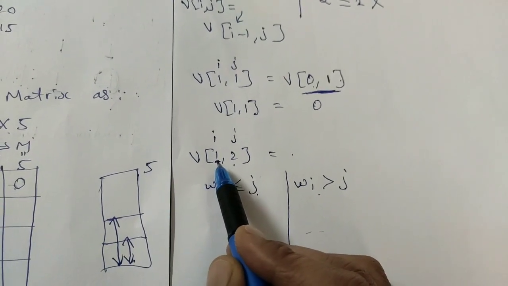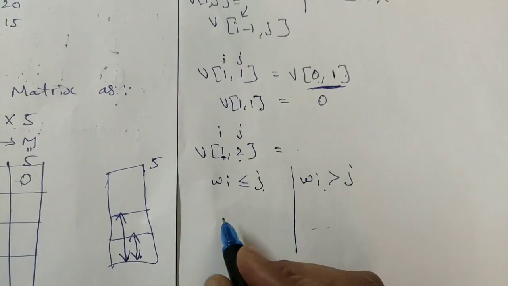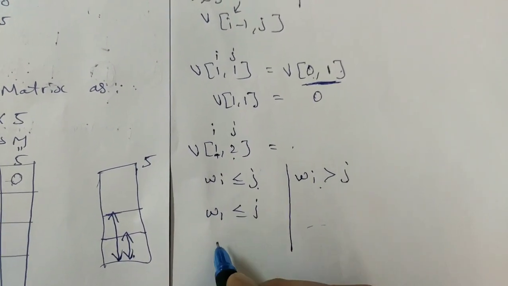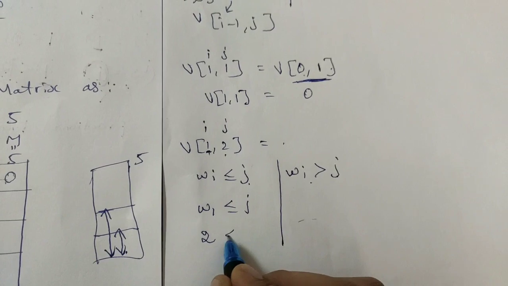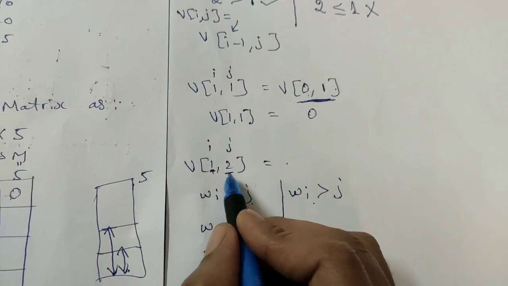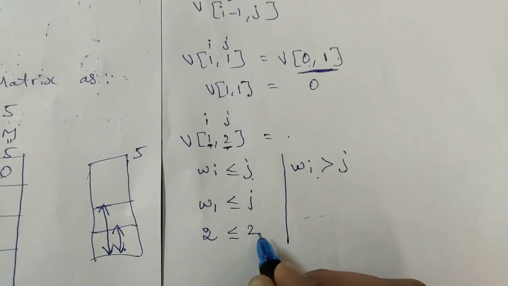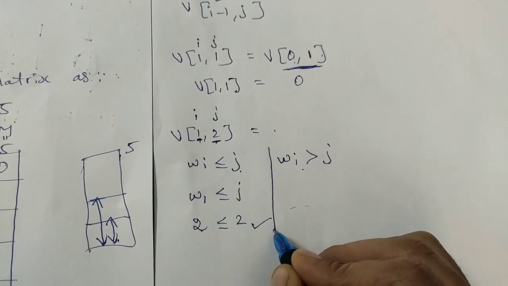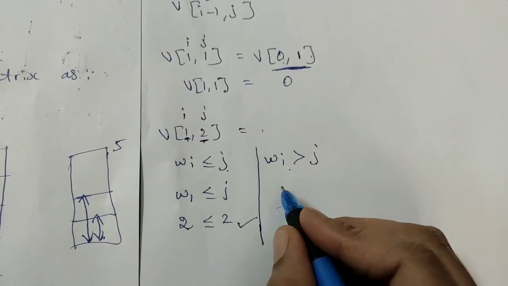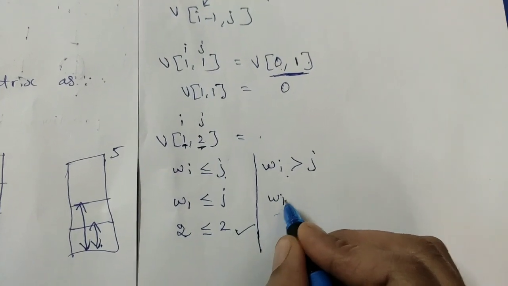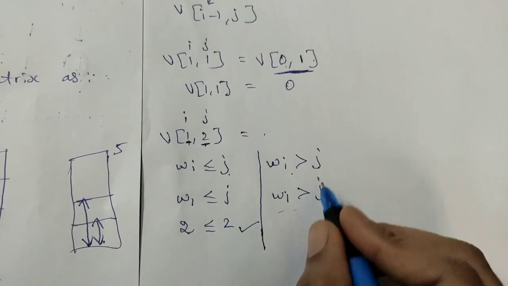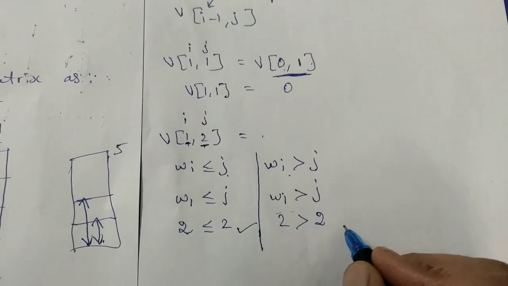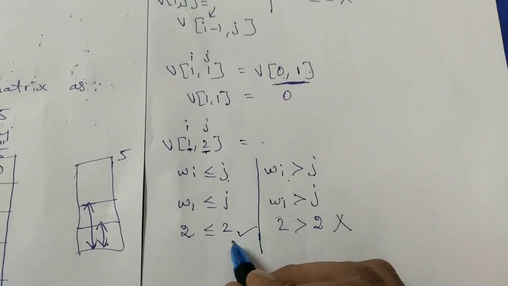The item I am processing is 1. What is the weight of item 1? The weight of item 1 is 2, less than or equal to the current knapsack capacity, which is 2. So 2 is equal to 2. This condition is true. Let us go for checking this also. Wi means the weight of the first item is greater than the knapsack capacity. The weight of the first item is 2, greater than the current knapsack capacity 2. This is not true, the other is true.